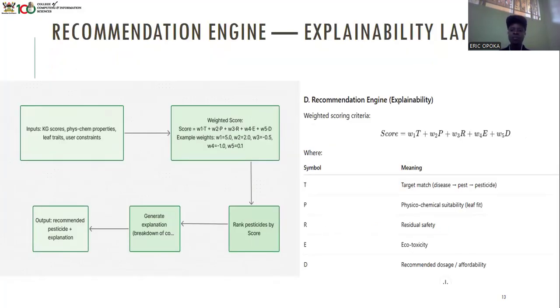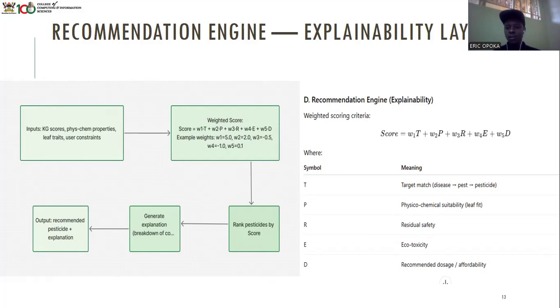Then moving on, we have the recommendation engine, which in this case is usually the weighted scoring criteria, of which we have 5 major things. We have a target match, where a particular disease must be able to be totally destroyed by a particular pesticide. That's what we call a target match, which has the T, capital T, which you multiply with the weight 1, like you have seen there. These are constants which I get to choose. So in this case, we chose 5.0 as the weight to multiply with the target match.